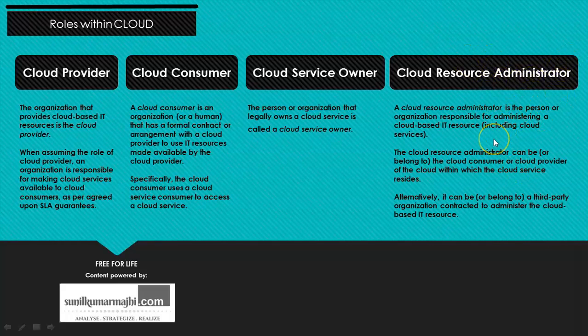cloud resource administrator. So the cloud service consumer would be paying for only those requests which have been completed. For incomplete requests, they won't be charged or billed. These things would be taken care of by the Cloud Resource Administrator through automated software.